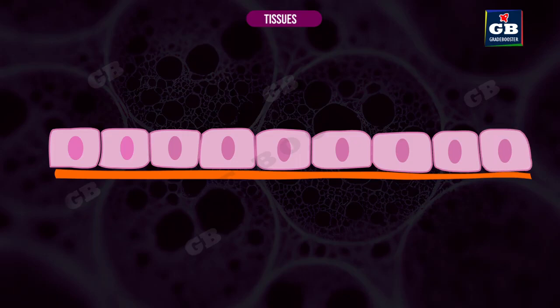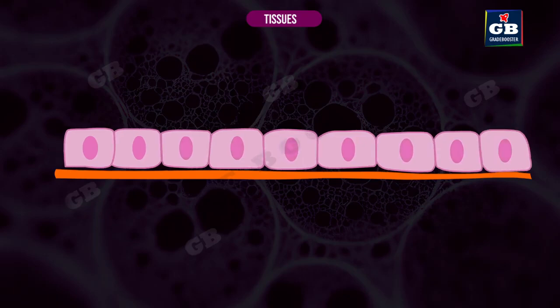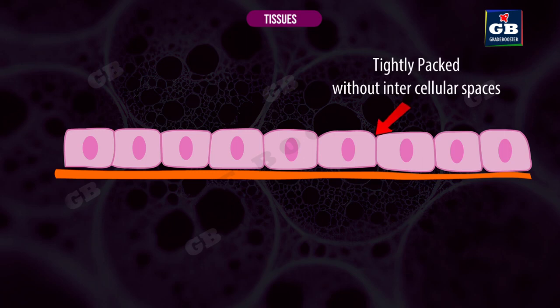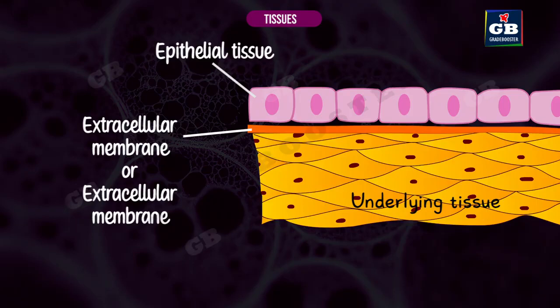Epithelial tissue is a continuous sheet of cells. They are tightly packed without any intercellular spaces. The cementing material between the cells is also very less. The epithelial tissue is separated from the underlying tissue by an extracellular fibrous basement membrane.